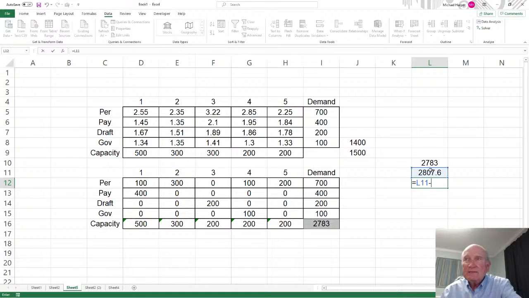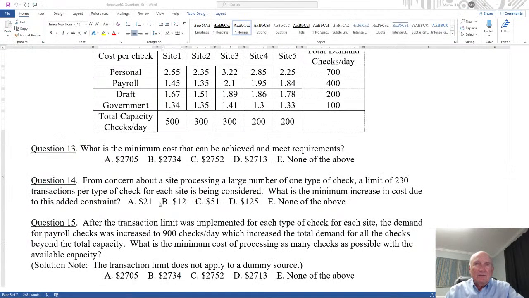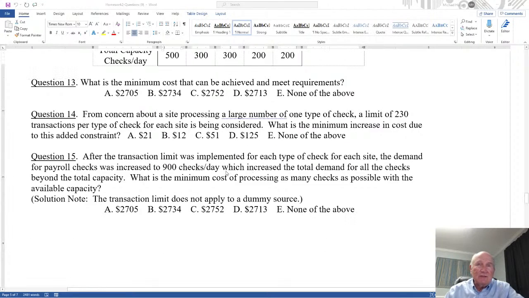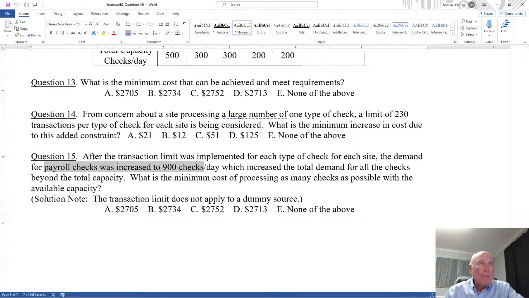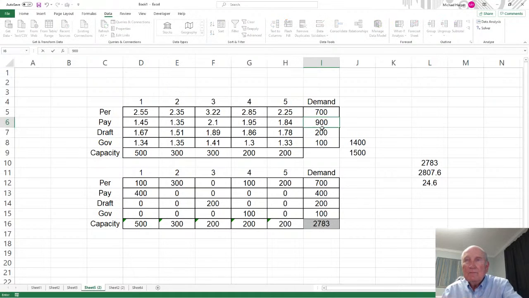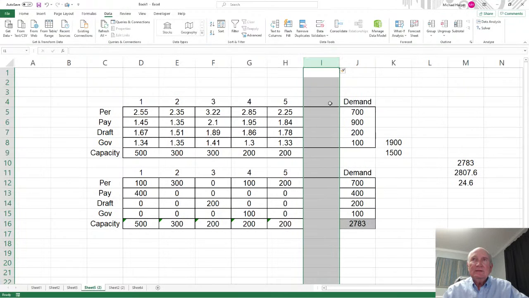This goes to here. Equals this minus this. And so the increase is going to be $24.60. And you notice here I have $24 increase cost to this. It's not even here, $24.60. That'll be none of the above. So you guys are right. It's going to be none of the above. And as we go through here, 900. What is this? The payroll checks is 900. Let's just solve this again. Payroll, payroll, payroll. This is 900. Okay. And so now I'm going to need more capacity here. So I'm going to add this. This is going to be dummy.